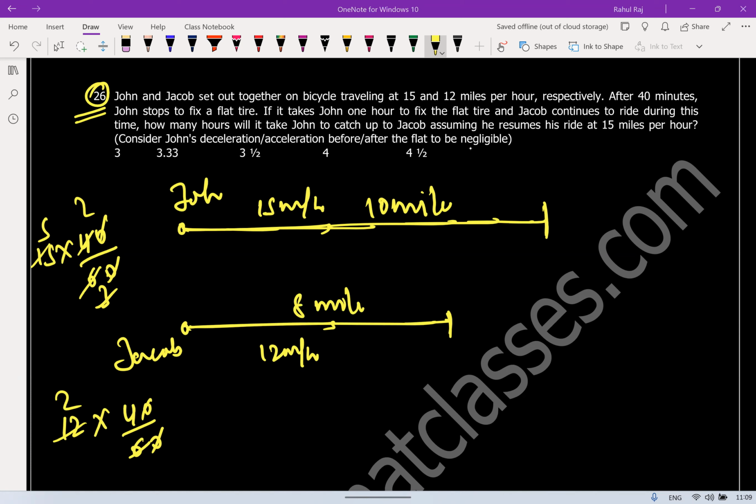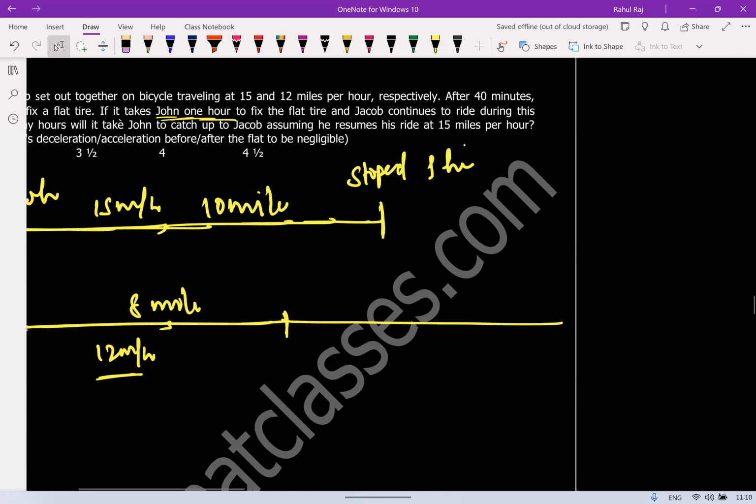Now it says that if it takes John 1 hour to fix the flat tire. Now at this place, John has stopped for 1 hour. Why has he stopped for 1 hour? Because he needs to fix the flat tire. But in that 1 hour, Jacob continued to move. So Jacob is moving at 12 miles per hour, and in the next 1 hour, he'll move 12 miles. So this is the place where Jacob is, right?